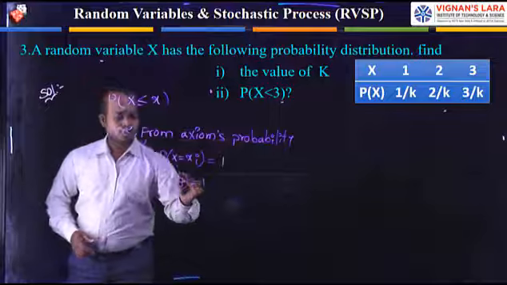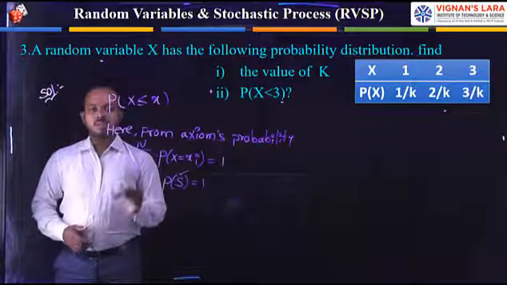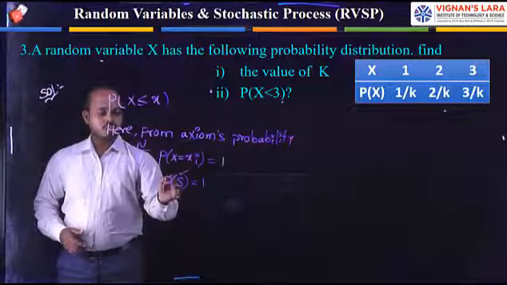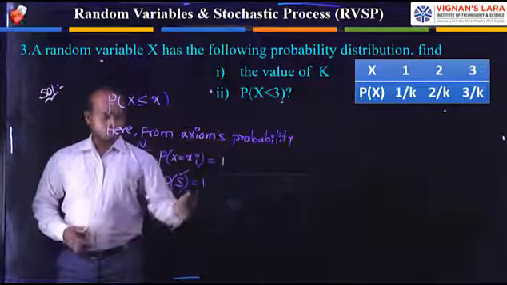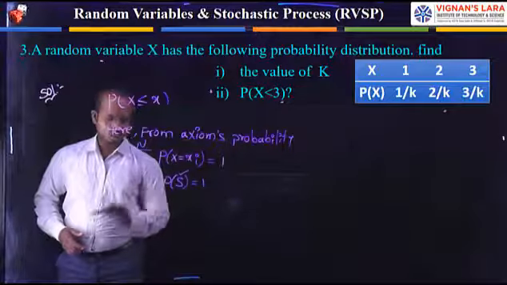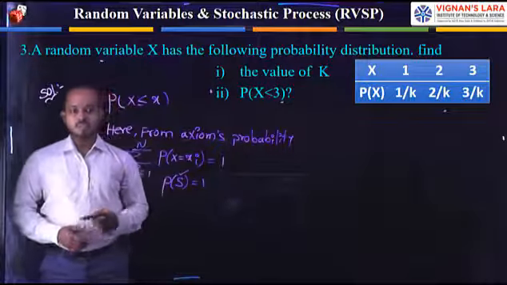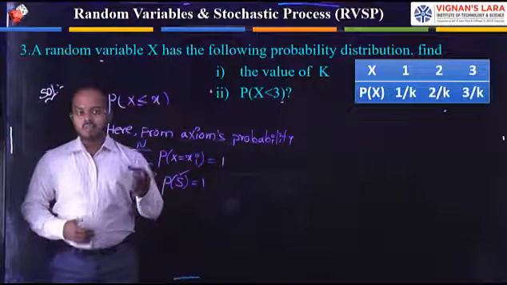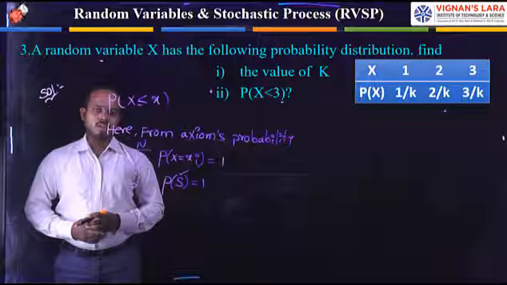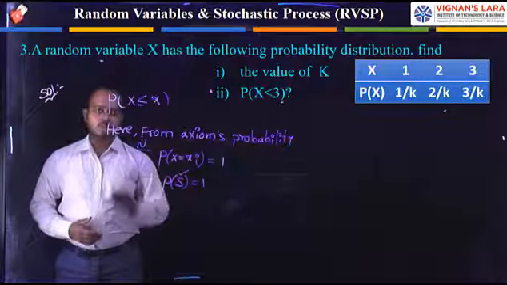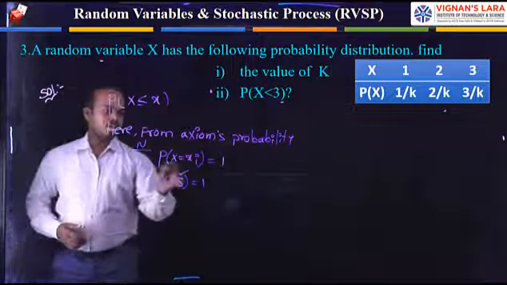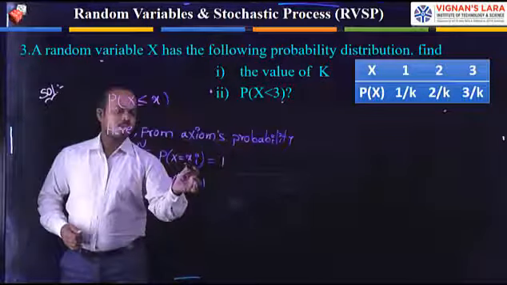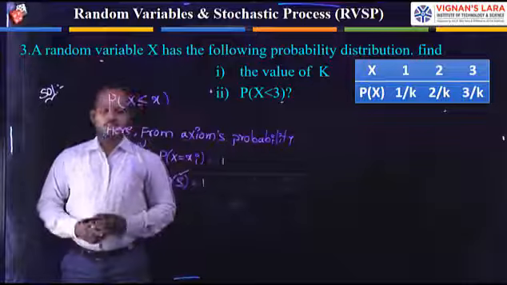Here what does S represent? The sample space of an experiment. And the probability of the sample space is 1. By using this, we are simplifying this problem. In this problem, what is given? The x values and their corresponding probabilities: 1 by k, 2 by k and 3 by k. Now I am using this property: summation i equal to 1 to n of the probability of x equal to xi is equal to 1.